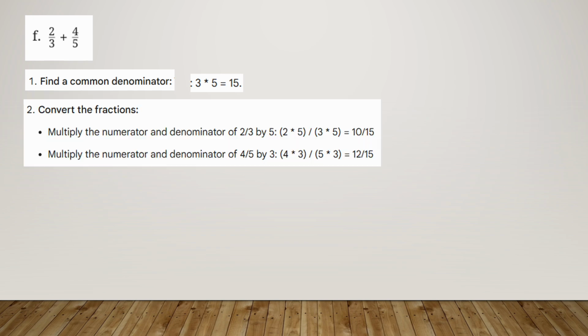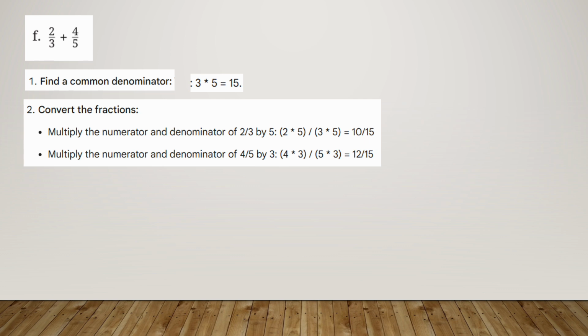Next one, 2 by 3 plus 4 by 5. First we have to find a common denominator. So, you multiply the denominators. 3 into 5, that is 15. Then convert the fractions. Multiply the numerator and denominator of 2 by 3 by 5. 2 into 5 is 10. 3 into 5 is 15.